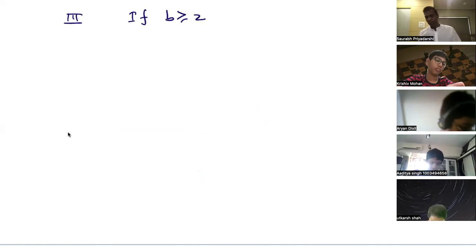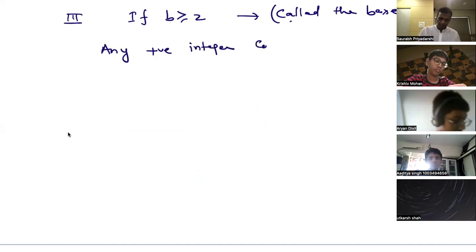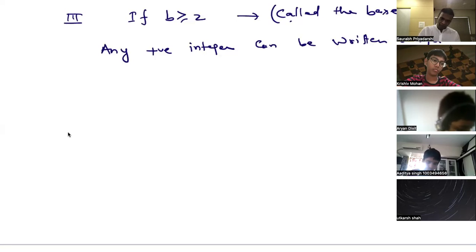But going for theorem 3, third one. If b is greater than or equal to 2, for any values, I'm not giving this for base 1 or 0, right? B is called the base. Any positive integer, as I said, can be written uniquely in the base B.